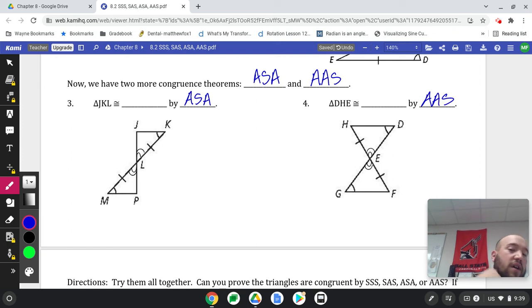Now, JKL. So if we look, K and L are pretty easy. K has one arc, so it'll go with M. L has two marks, so it'll go with itself, with L. Meanwhile, J and P are not marked, so this will be triangle PML. And our final one then, angle DHE. D has one arc, so that goes with G. H does not have an arc, so it'll have to go with F. E matches with E. So it'll be GFE.